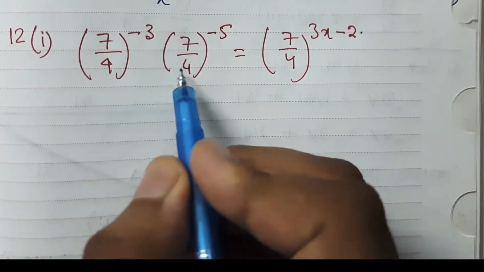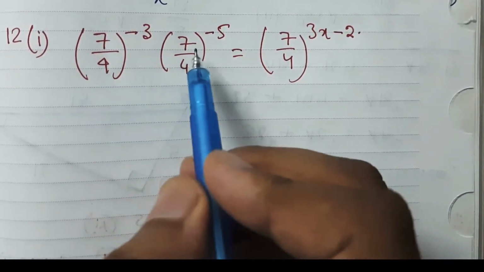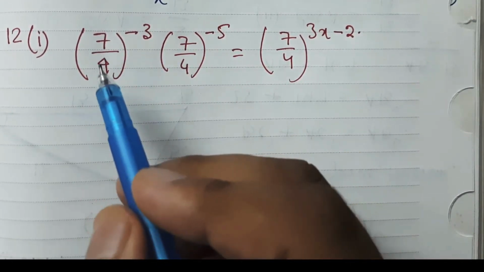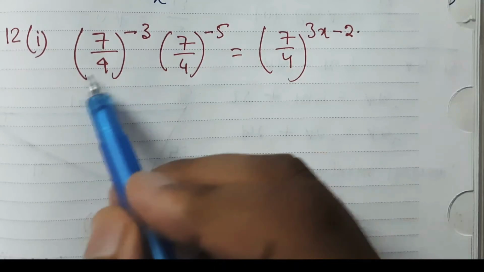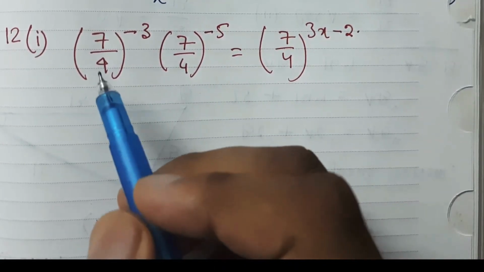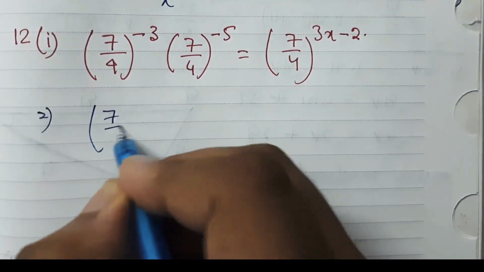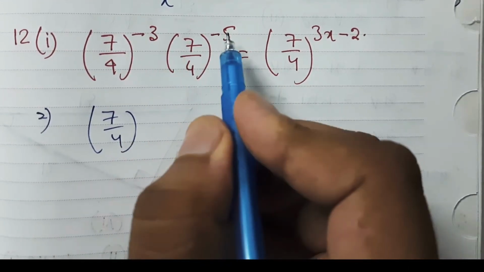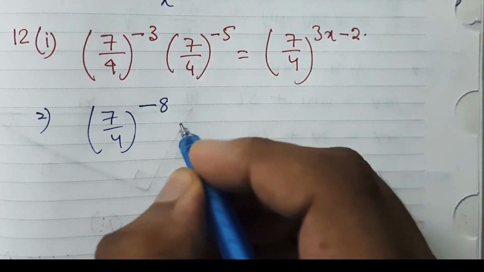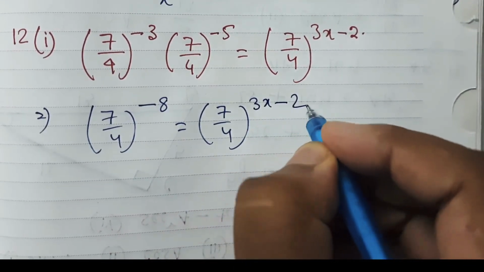So see here in this left hand side 7 by 4 and this is also 7 by 4. So I am considering this 7 by 4 as one term. So for this term and this term the bases are same and powers are different and multiplication is there. So I can apply formula number 1. So here it is 7 by 4 whole to the power this plus this. So minus 3 plus minus 5 is minus 8. Okay, and then 7 by 4 whole to the power 3x minus 2.